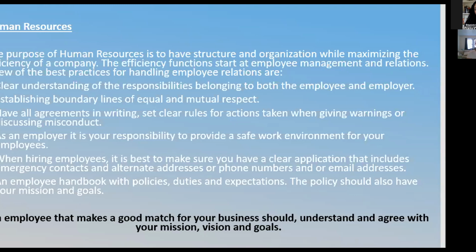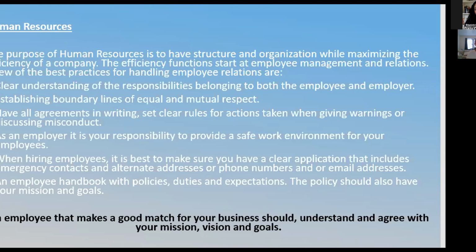It is your responsibility as an employer to provide a safe work environment for your employees. When you are hiring employees, it is always best to have an application where you have emergency contacts, alternative addresses or phone numbers and emails.